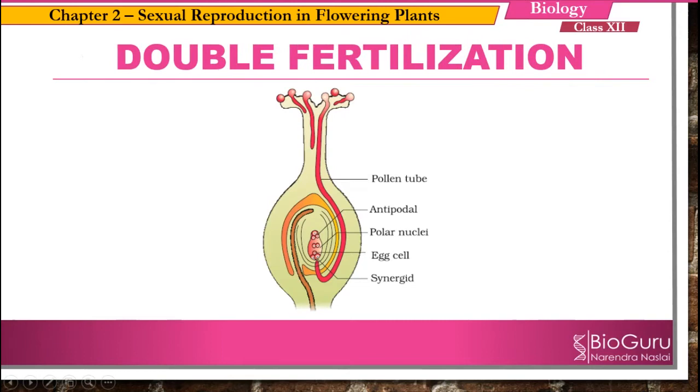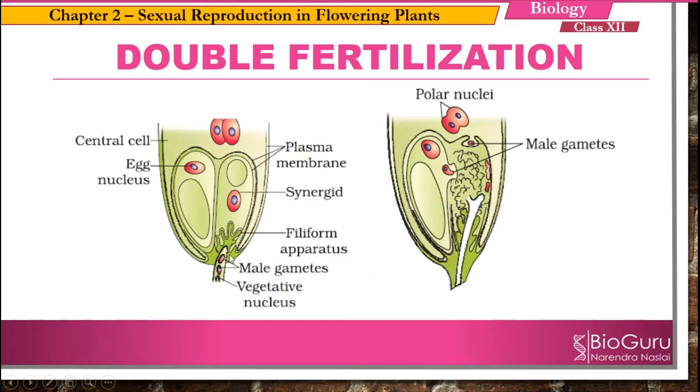Now let us study about double fertilization. In double fertilization, when the pollen grains fall on the stigma, the pollen tube is germinated and it reaches the ovary and then the ovule through the micropyle region. From there it enters one of the synergids and then it is going to release the two male gametes. So one male gamete fuses with the egg cell.